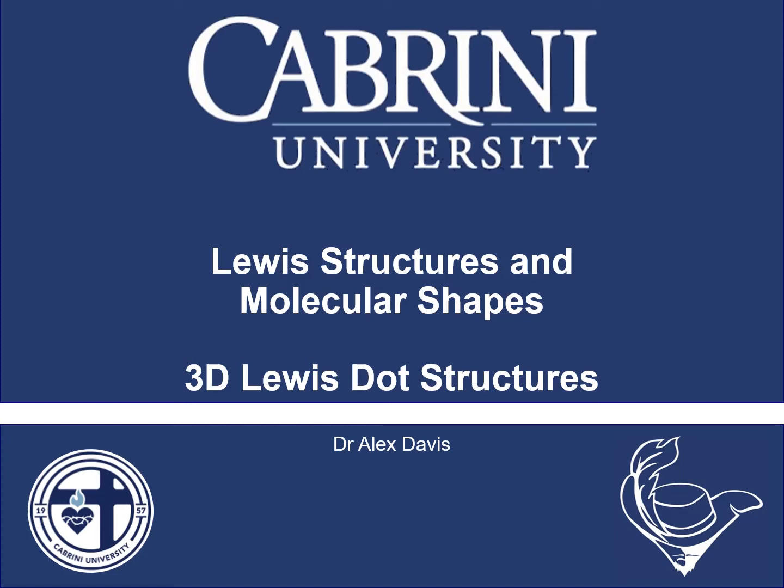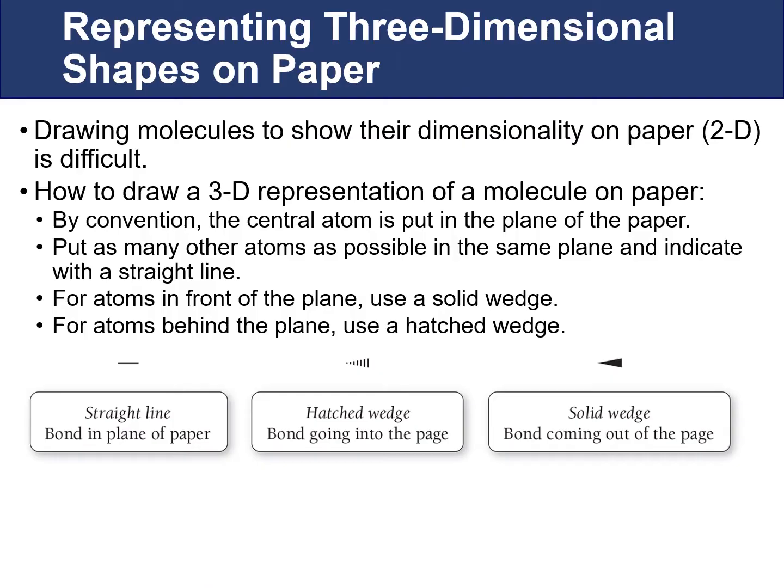In this video, we will be expanding on our previous discussion of the three-dimensional nature of molecules to look at how we can represent these three-dimensional structures using our Lewis dot structure representations. First of all, drawing molecules, which are three-dimensional in nature, to show their dimensionality on paper, which is a two-dimensional medium, can be difficult. That is, unless we have a common convention that is mutually agreed upon for conveying the three-dimensional information. The way that we will draw three-dimensional representations on paper is as follows.